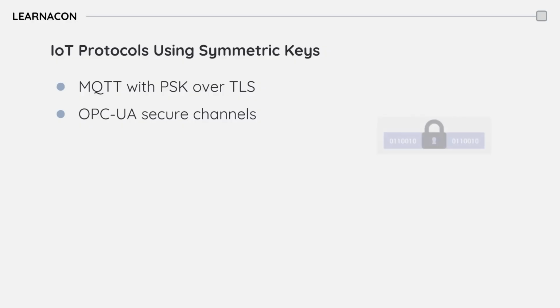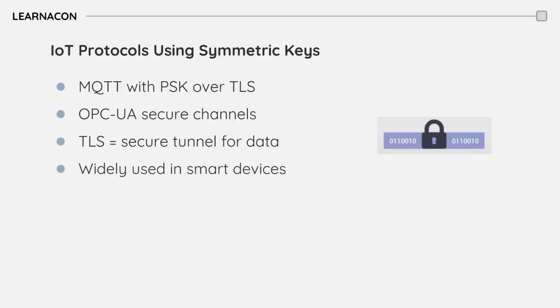But what is TLS? Think of TLS, or Transport Layer Security, as a secure tunnel between two devices. It wraps your data in a protective layer so it can travel safely across the internet. Imagine sending a message through a pipe that only you and the receiver can access. TLS ensures that even if someone tries to peek inside, they won't see anything useful. TLS protocols rely on symmetric keys to authenticate devices and encrypt data efficiently, which makes it ideal for smart homes, factories, and industrial systems.